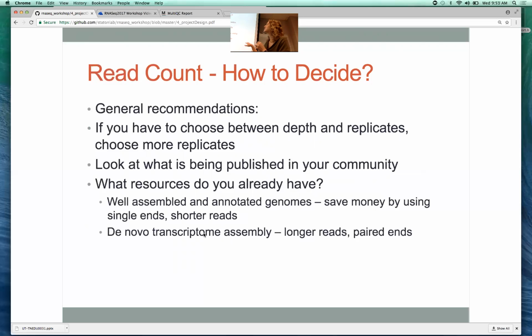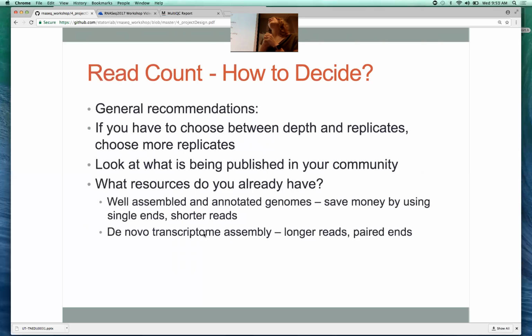And also this can depend on what resources you already have. If you have a well-assembled and well-annotated genome, you can save money by using single ends and shorter reads. That can help you build up more replicates. However, if you're doing a de novo transcriptome assembly, you might want to look at doing longer reads, doing paired end reads.